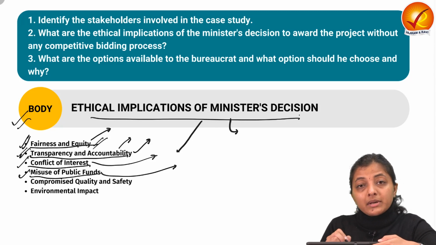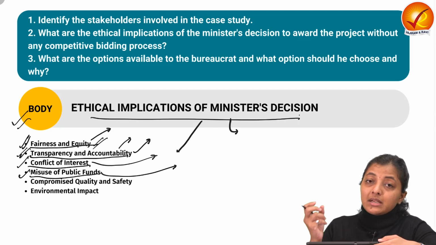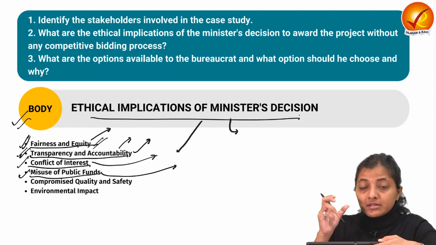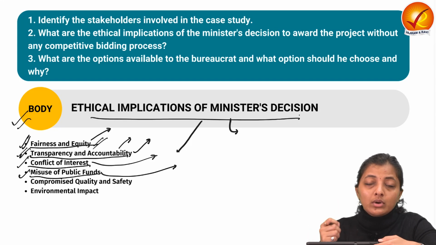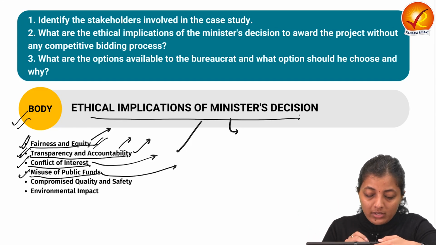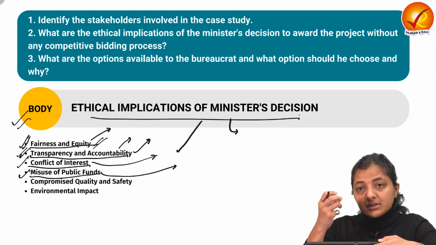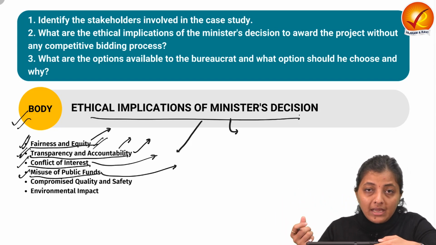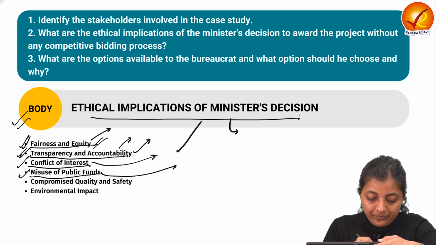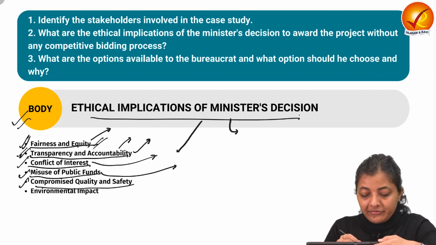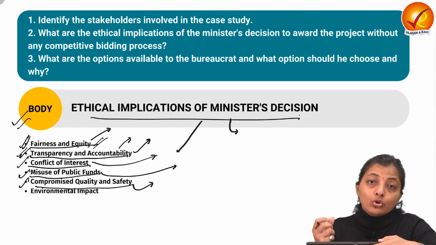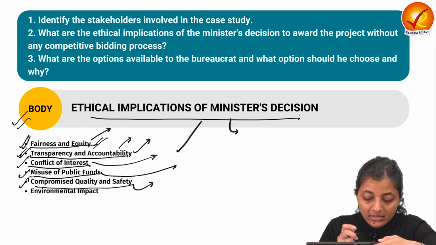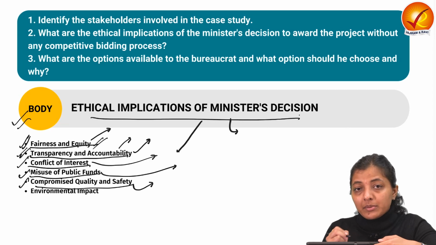Because if the bidding process had been there, multiple contractors would be there, there would be strong competition, and the one who gave the lowest bid would win. So by bypassing all this, the minister might be paying huge money to this contractor. Next is compromised quality and safety, because they have a nexus and know they are using low quality material in building that infrastructure project, the road and highway. So they have compromised the quality and safety of the people over there.